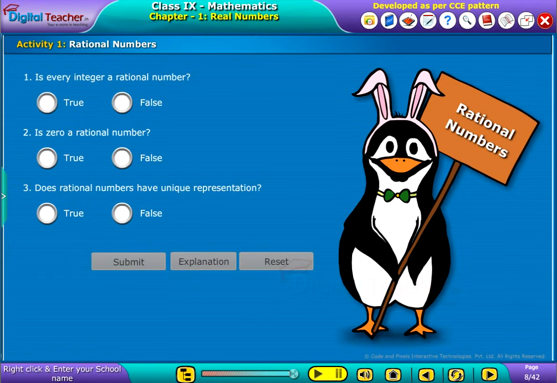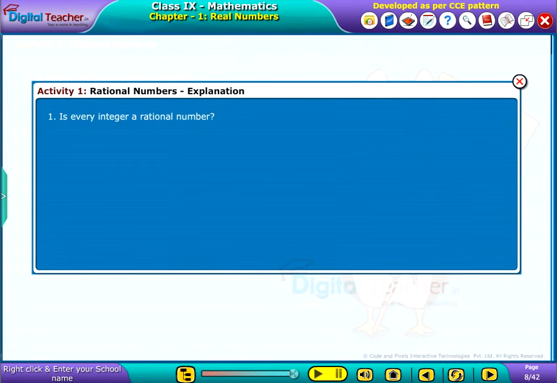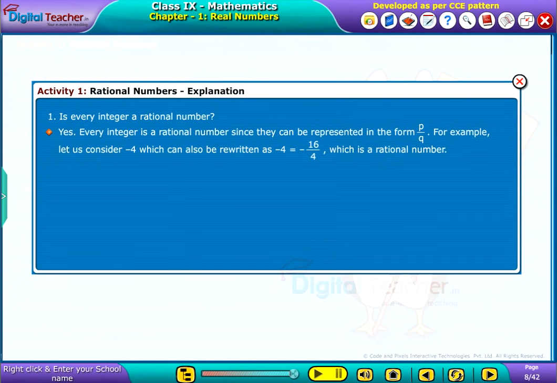Let us do a simple activity on rational numbers. Choose the appropriate answer whether it is right or wrong. 1. Is every integer a rational number? Yes. Every integer is a rational number, since they can be represented in the form p by q. For example, let us consider minus 4, which can also be rewritten as minus 4 equal to minus 16 by 4, which is a rational number.